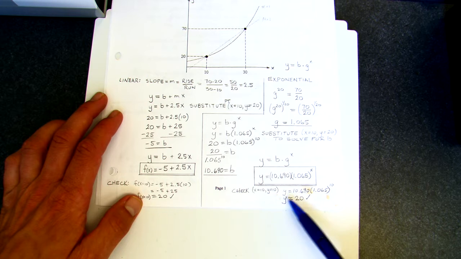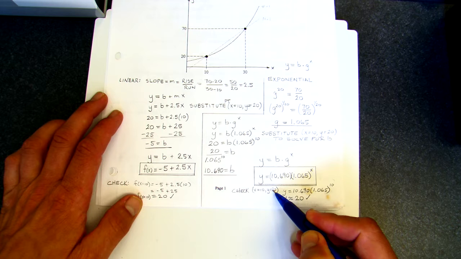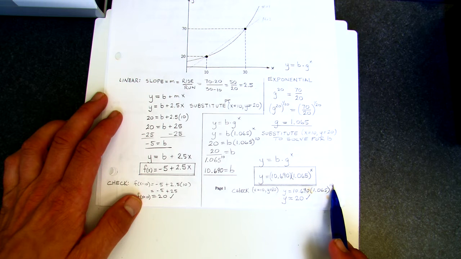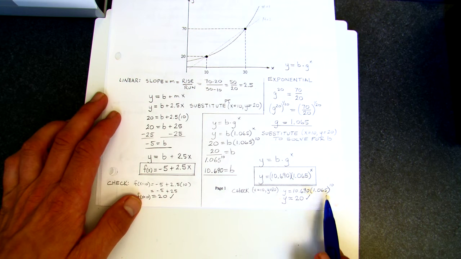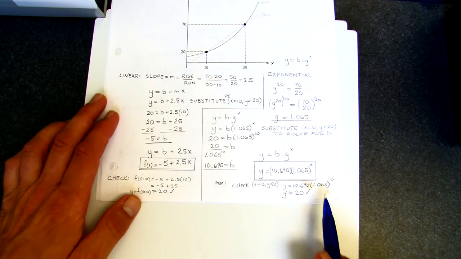Now we can substitute in the initial value and the growth factor and get an equation for the exponential growth. And we can even check that equation here to make sure that if you put x equal 10 in, you get y equal to 20.